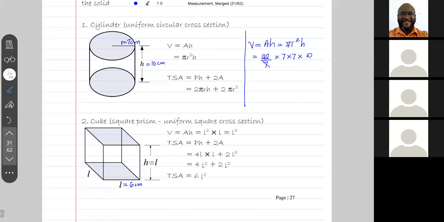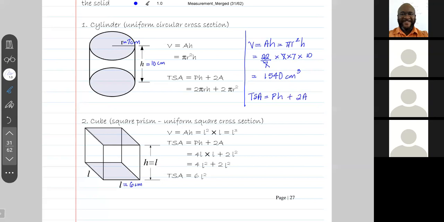This cancels this. 22 times 7 is 154. 154 times 10 is 1,540, and the unit for volume is centimeters cubed. So that is how I would calculate the volume of a cylinder. Now, guys, how would I calculate the total surface area? The total surface area, TSA, would be equal to PH plus 2A.